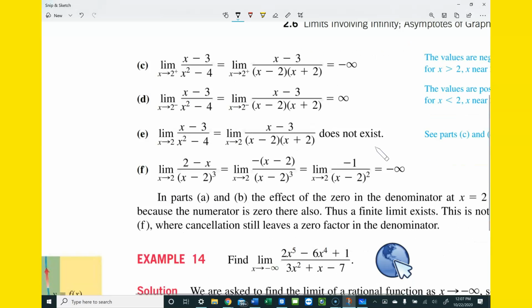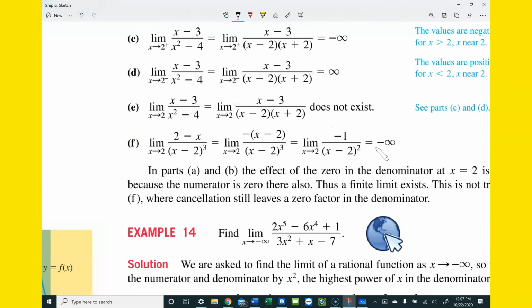All right, let's look at F. We got 2 minus x over x minus 2 cubed. Well, 2 minus x is the same thing as negative x minus 2, right? If you factor out a negative, the x becomes positive, the 2 becomes negative, and you can rearrange it, it becomes x minus 2. So then we got an x minus 2 canceling with one of these x minus 2, so it just becomes squared. So we have negative 1 over x minus 2 squared, the limit as x approaches 2.